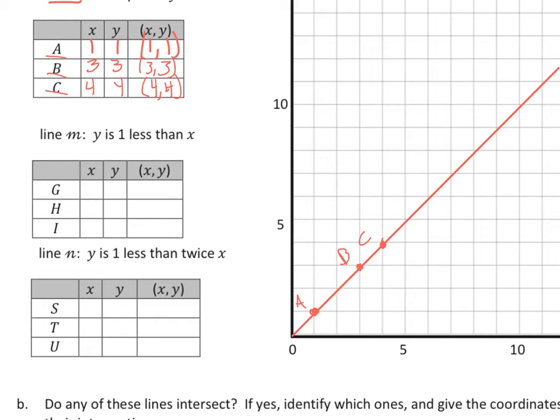And now I'm going to do G. And I'll do this one in green. I'll do different colors for it. So line M, Y is 1 less than X. So if I pick 2 for x, 1 less than 2 is 1. So I have to go 1 less than whatever I pick for x. So if I do 4, I know this has to be 1 less, which is 3. And then I'm writing my coordinates next to it. That's what I'm actually going to plot. If I do 5, 1 less is 4.